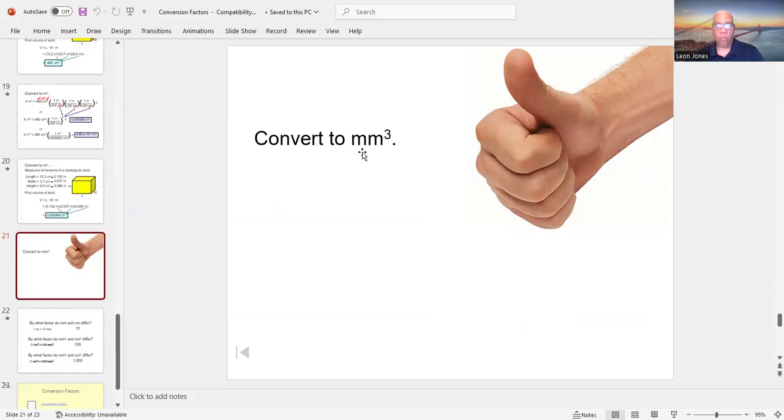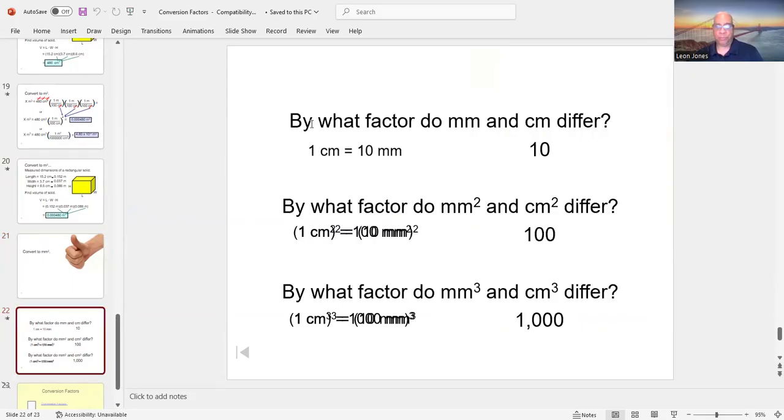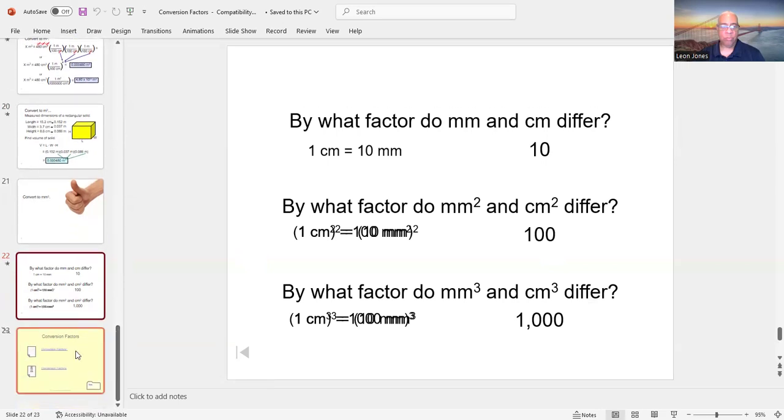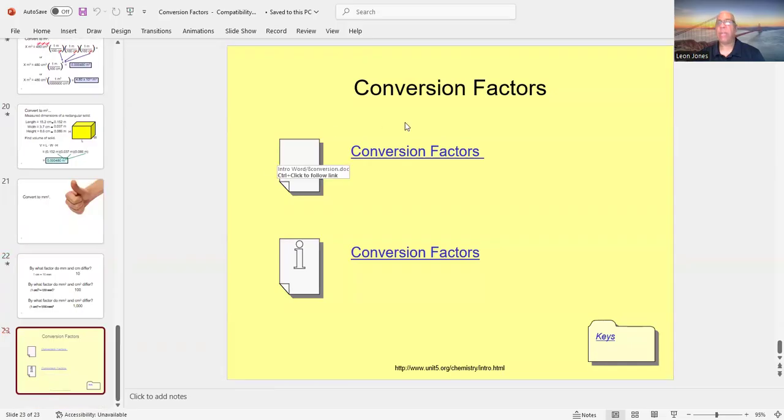Convert to millimeters cubed. Well, by what factor do millimeters and centimeters differ? They differ by 10. Again, this is what makes the metric system a lot easier. You use factors of 10. 1 centimeter equals 10 millimeters. 1 square centimeter equals, everything is 100. And then cubic centimeters, everything's 1,000. If you really want to make it right, 10 cubed is 1,000. 10 squared is 100. And that's how everything works with the conversion factors.